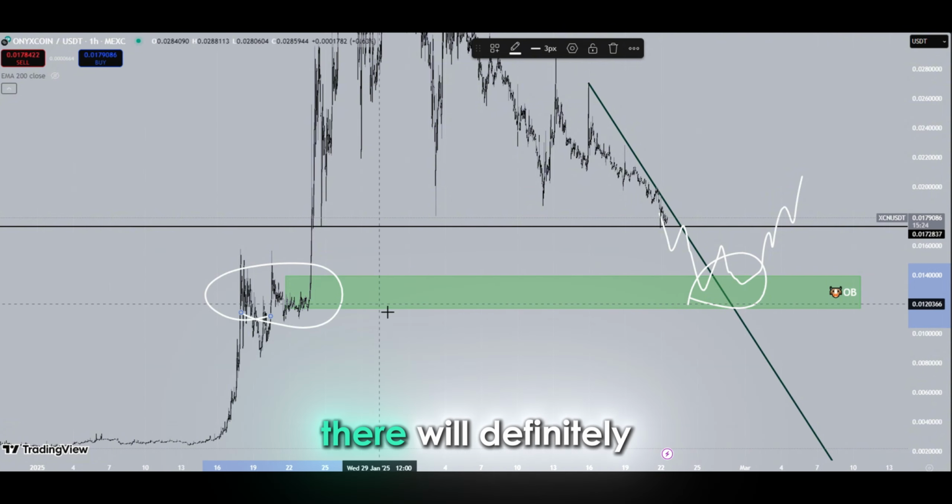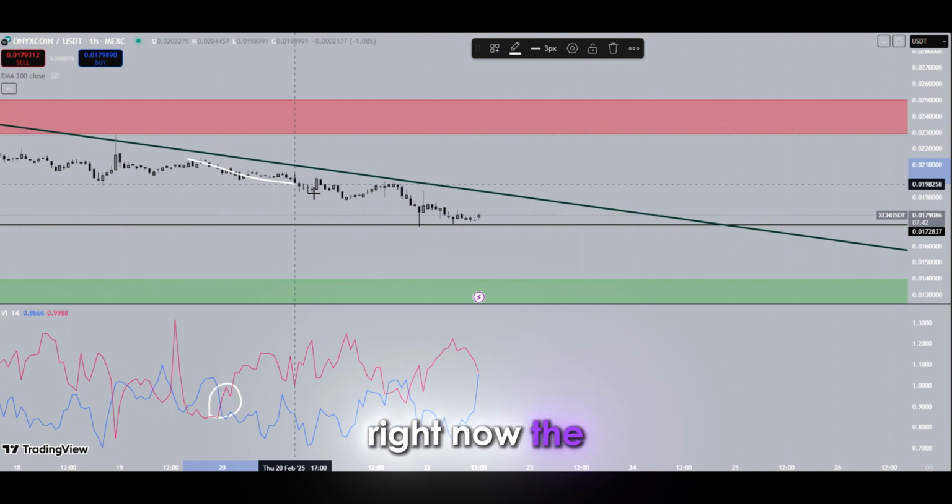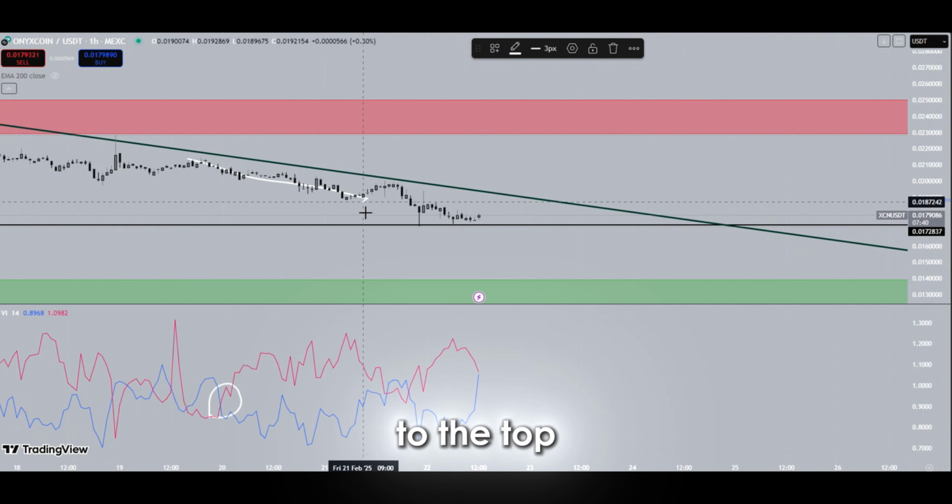In the Vortex indicator, if the blue line is on top, it signals that the upward movement is continuing, and buyers are exerting pressure on the market. On the other hand, if the red line is on top, it indicates that the downtrend is still in play and sellers are in control of the market. Right now, the blue line is about to cross to the top.